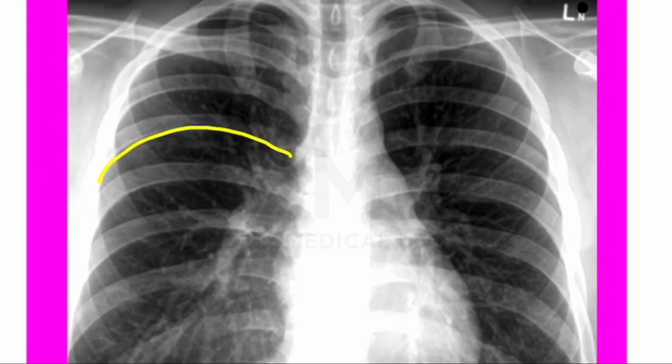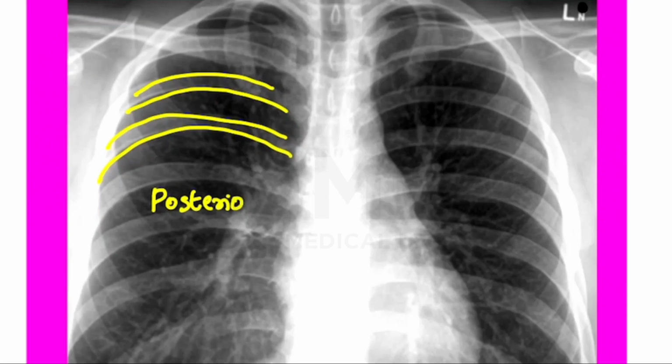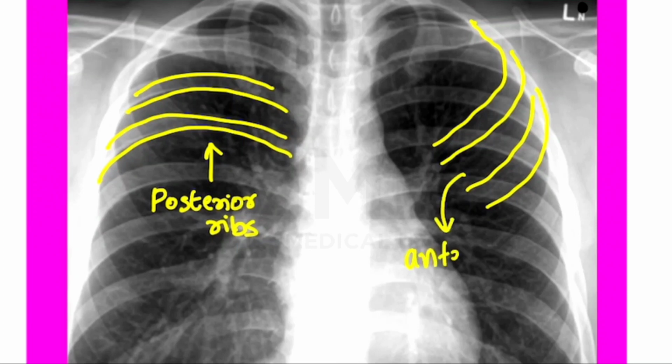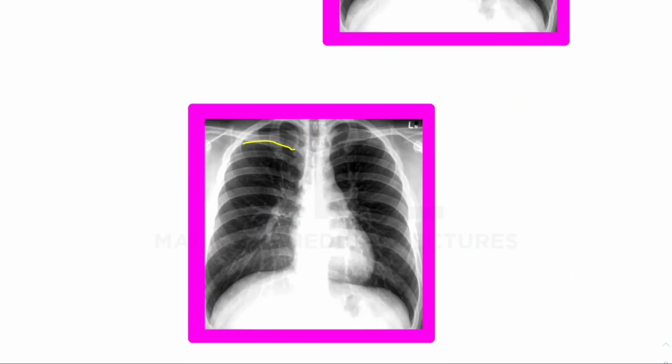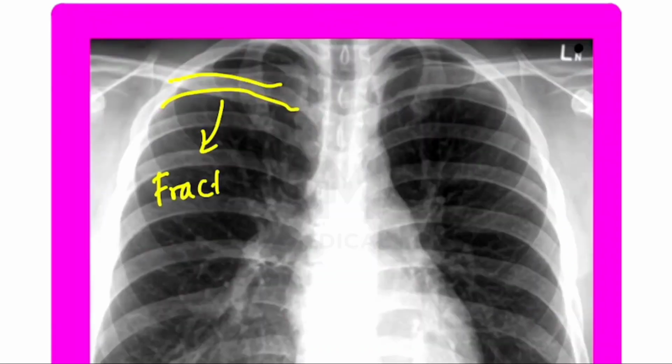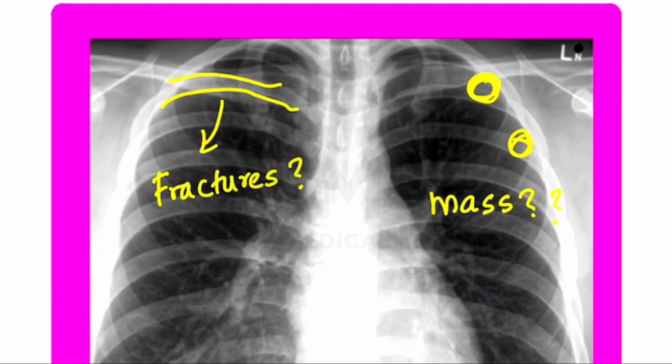Now let's come to bone and soft tissue. First we'll begin with ribs. Okay, these are the posterior ribs and these are the anterior ribs. And I already told you in inspiration, you should see at least 6 to 7 anterior ribs and 9 to 10 posterior ribs. Okay, then what are the things you should be looking for here? You should be looking for fractures. Is there any mass? Okay, all these things has to be taken care in the bones and soft tissue section.